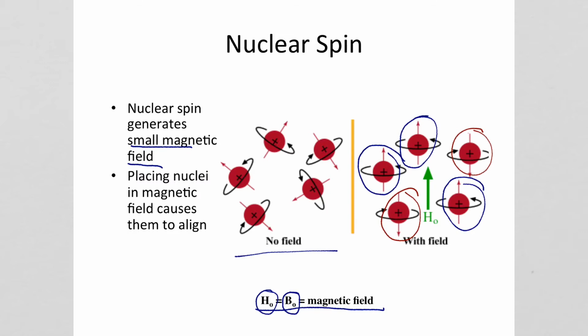And what we're looking at when we're looking at an absorbance or a peak in the NMR spectrum is the difference in energy between a nucleus that is aligned with the magnetic field and it being spin flipped to where it's aligned against the magnetic field.